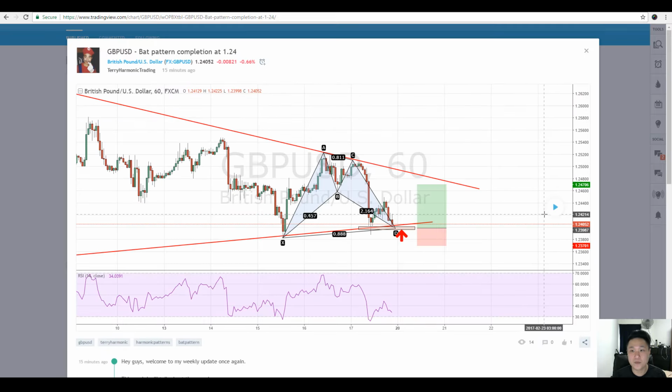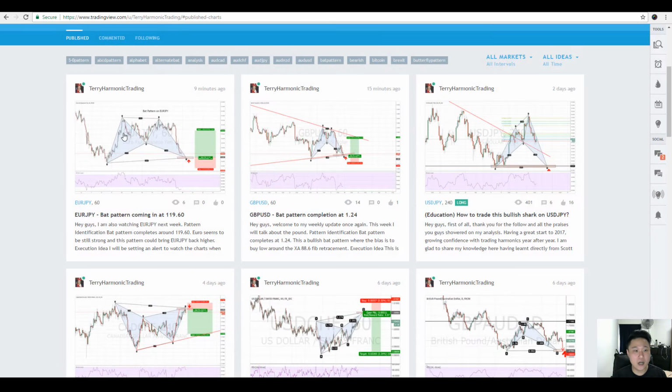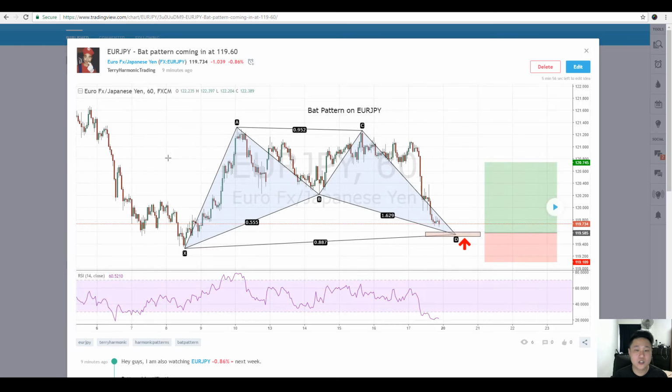Okay. Last but not least, I want to talk about Euro Yen. I'm not sure if it's a coincidence, but there's another bad pattern on Euro Yen. We have a sharp pattern on the dollar yen, both pointing upwards. So next week, Euro Yen is near a level where a lot of bullish traders will come in due to this bad pattern.